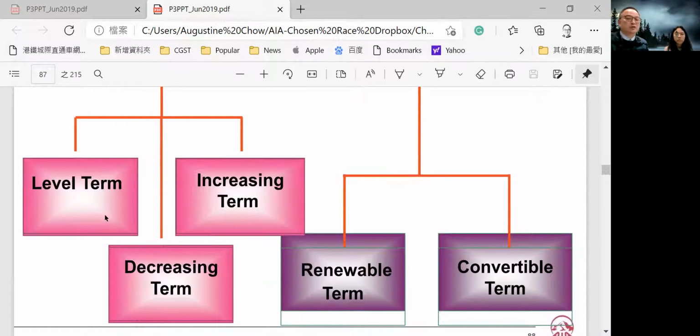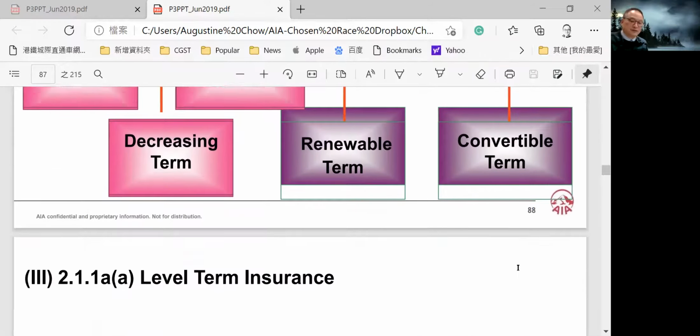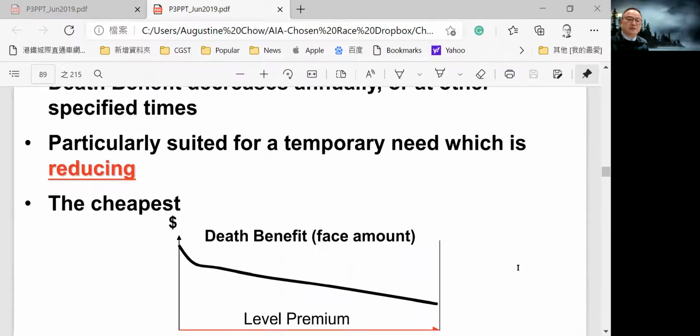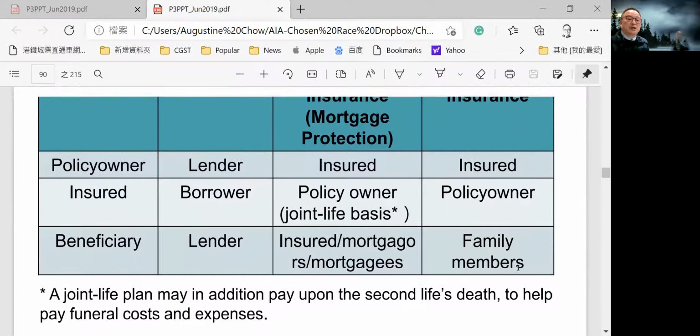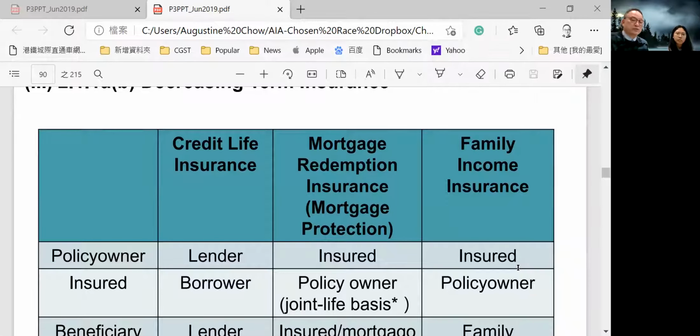Term, we have level term, increasing term, decreasing term, renewable term, convertible term. That's easy. Mortgage redemption: the insurance amount is tied to your mortgage, so it keeps reducing, and the amount reduced is tied to the insurance amount. You get a lower premium. So reducing term.